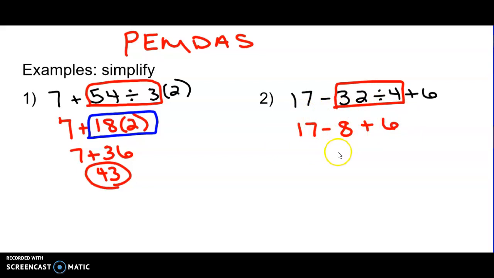So next we need to either do addition or subtraction. So we do have subtraction and we also have addition. But remember, when you're doing addition and subtraction, you want to go from left to right. So first we want to do 17 minus 8, which equals 9.